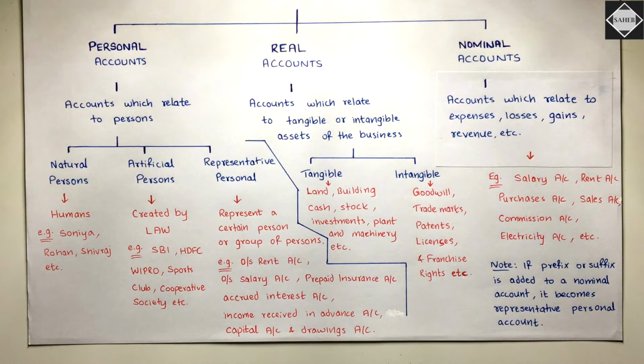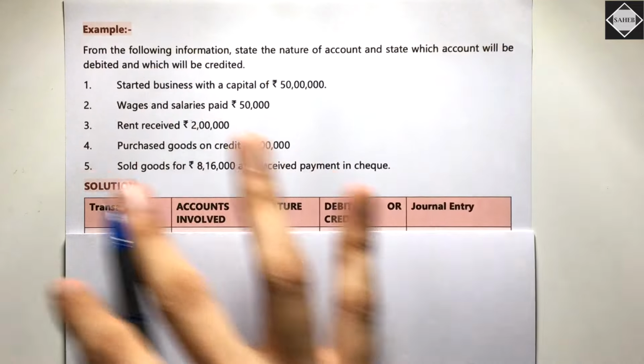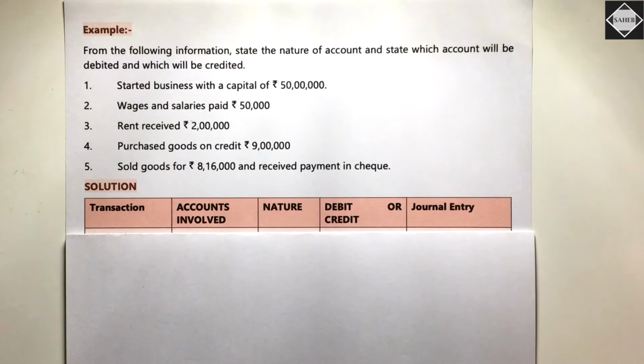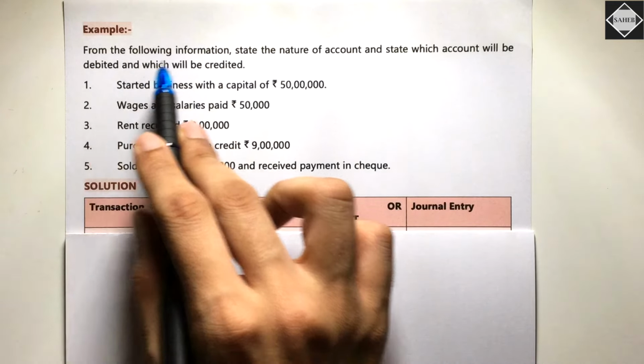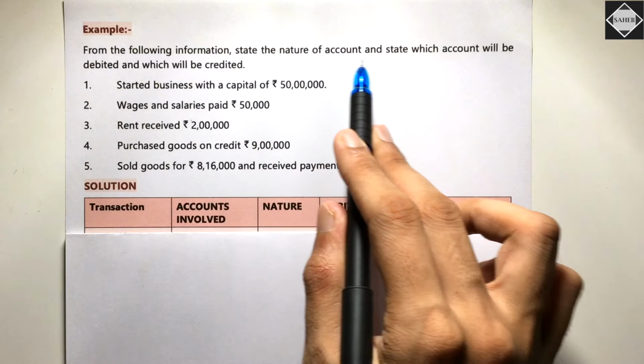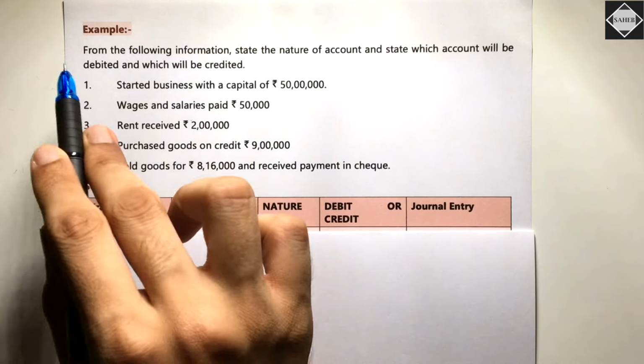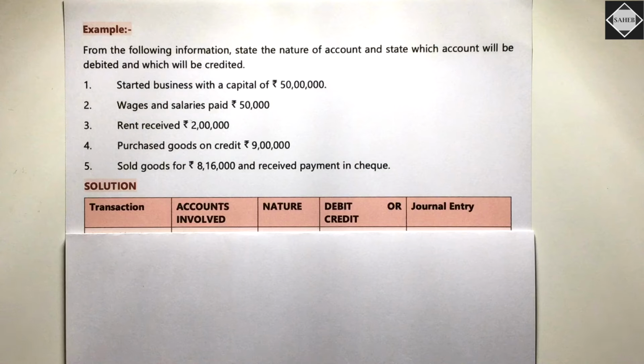Let's go to the practical example. Now see, here we have the question. Let's understand how we'll pass the journal entries based on the golden rules of debit and credit. See here, from the following information, state the nature of account and state which account will be debited and which will be credited. Okay, we'll do that.